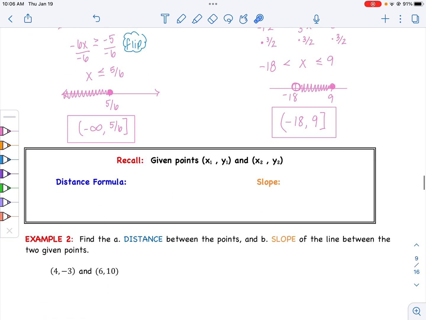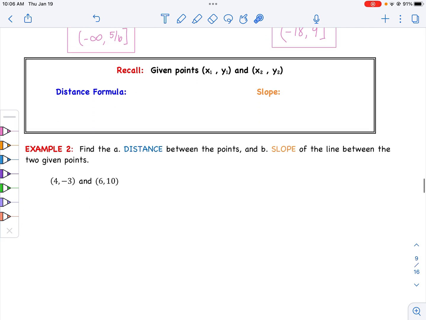Next, we're going to go to distance and slope. So a quick recall for you, the distance formula, d equals square root. You take your x2, subtract x1, square it, then add your y2 minus y1 being squared. So make sure you have that formula memorized as we move on in our units. Slope formula. Slope is y2 minus y1 over x2 minus x1.